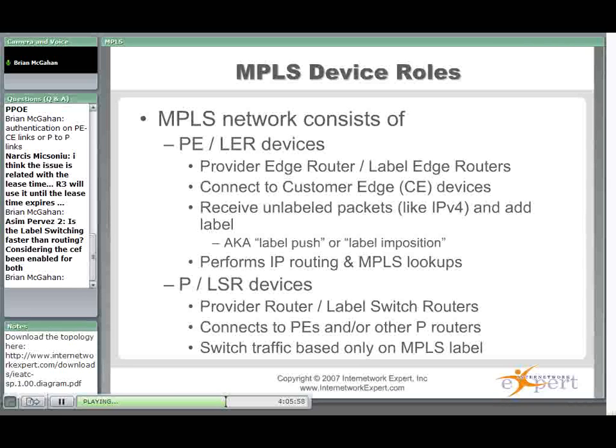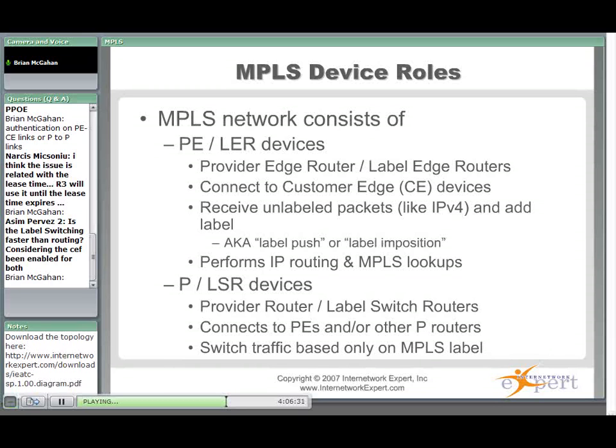A couple different terms real quick that we're going to be using throughout the week when we're talking about the roles of the devices. First off, we have a PE device, which is a provider edge router. This is also known as an LER, which is a label edge router. These are the devices that are facing the customer networks. Okay, so when we're talking about running a routing protocol between the service provider network and the customer network, we call that our PE to CE protocol because it's running between the provider edge and the customer edge.